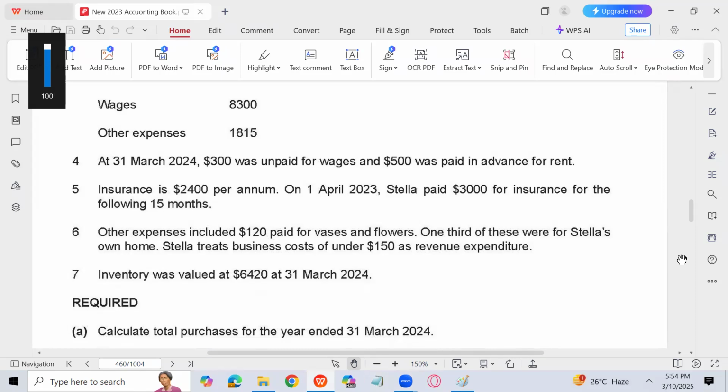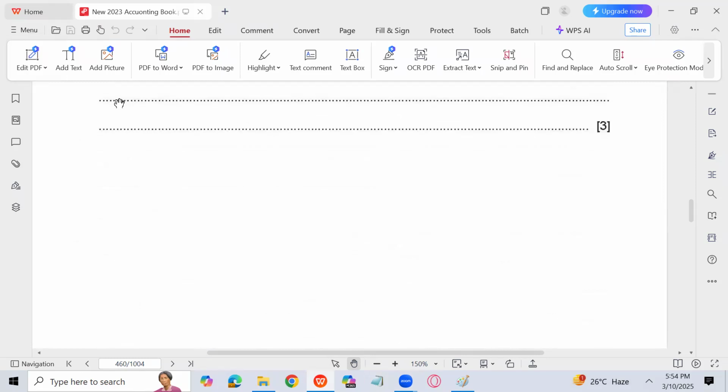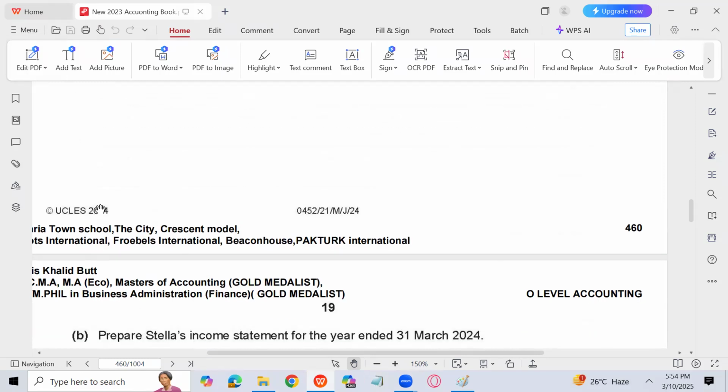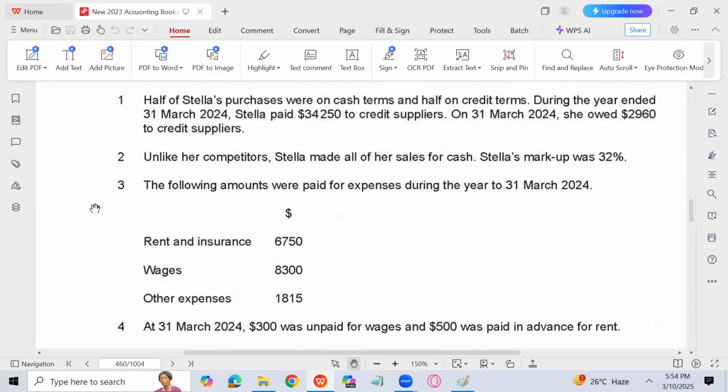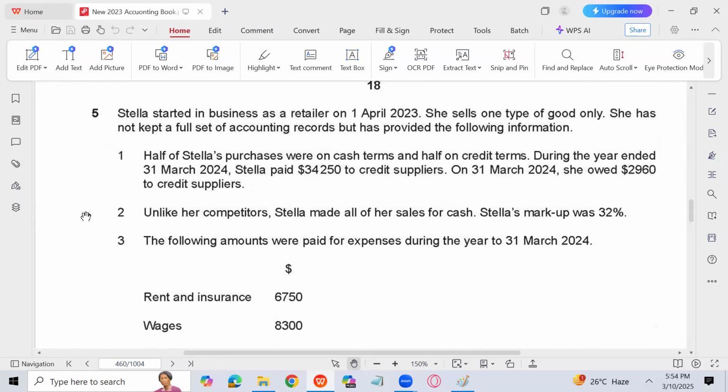Today we are going to solve a question from O Levels Accounting that came in May June 24-21, and the topic is incomplete records. We are going to solve a question from incomplete records, not single entry. It's about conversion into double entry.